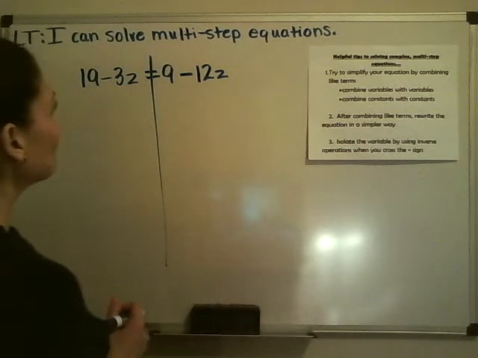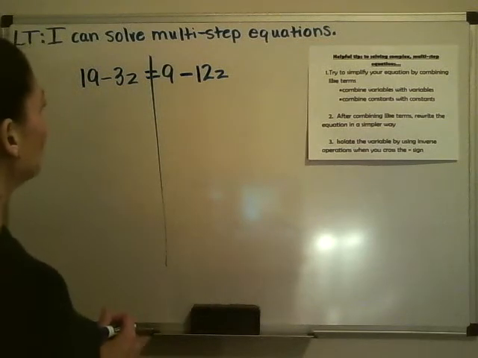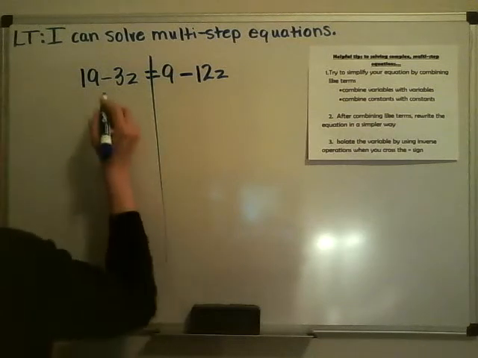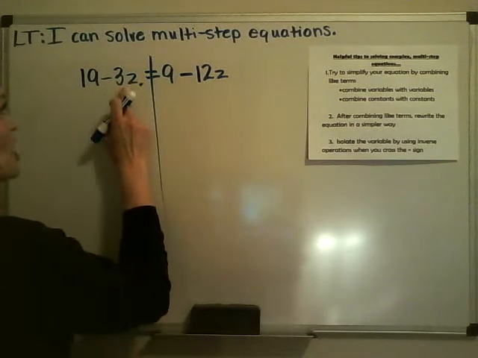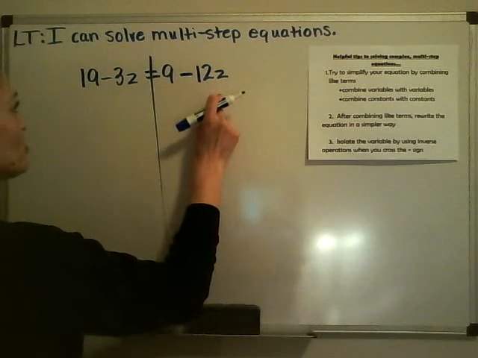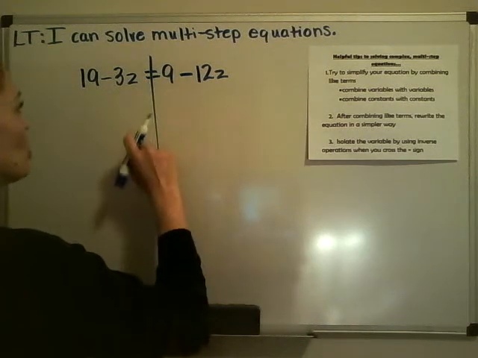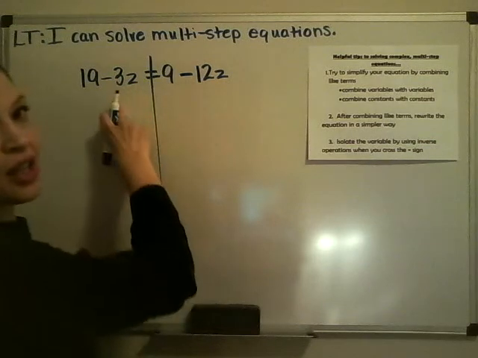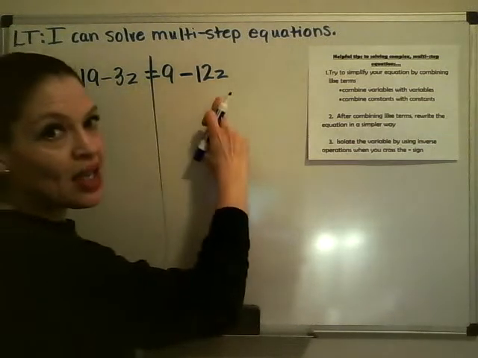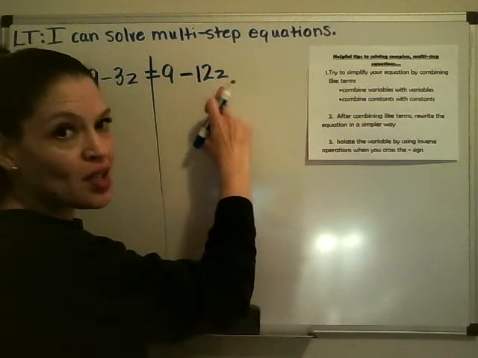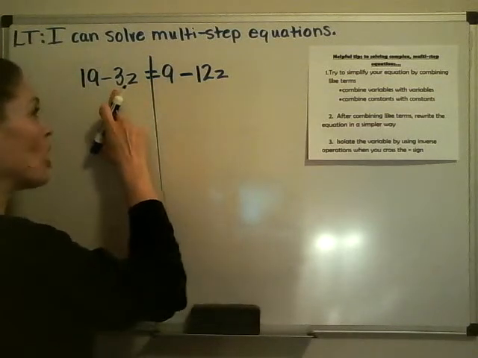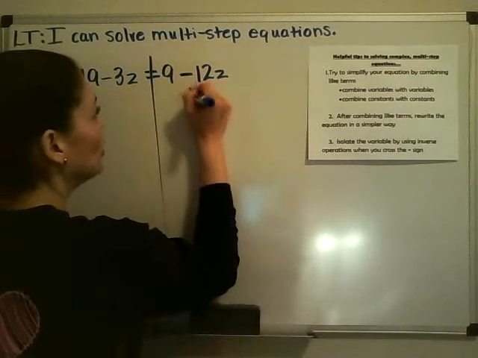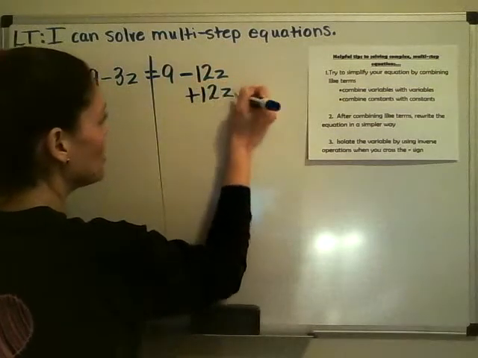Okay. What do I want to do? All right, I think I'm going to move the z's over here so that I can end up with a positive z, because this coefficient of the z is larger than this one, which means I'm going to be able to get a positive because I'm about to add 12z.